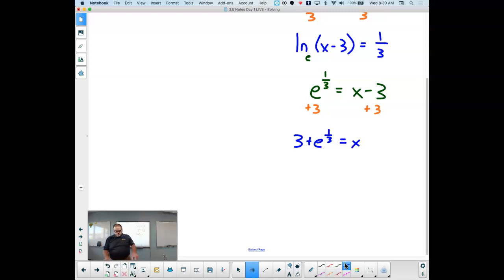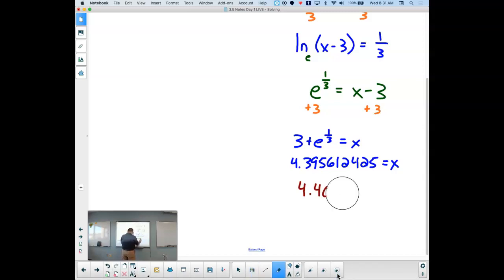But in terms of numericals, e to the 1/3 power, and then plus 3 gives me 4.395612425. We said round to 3, so that's going to be 4.400. No, I lied. 4.396.